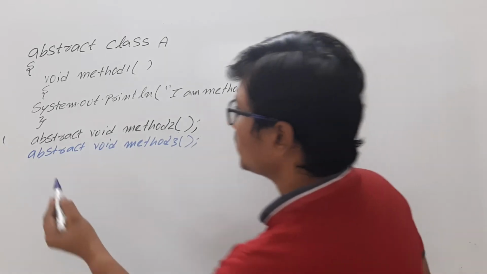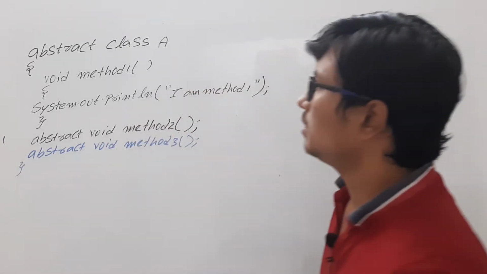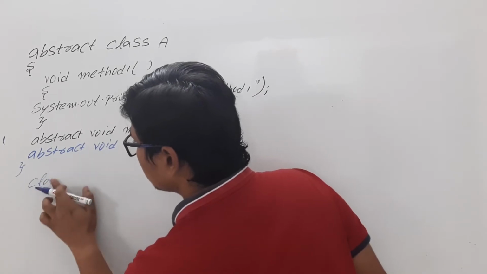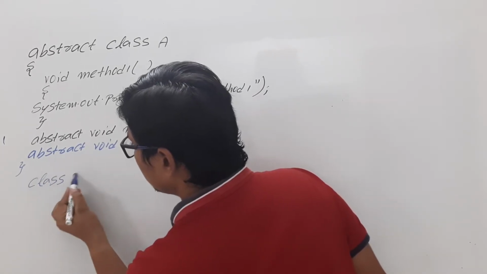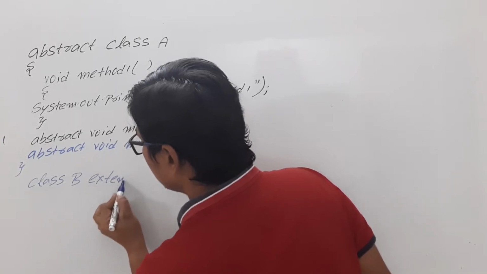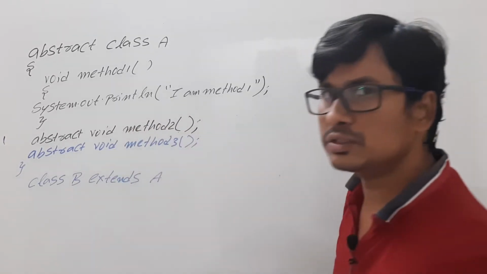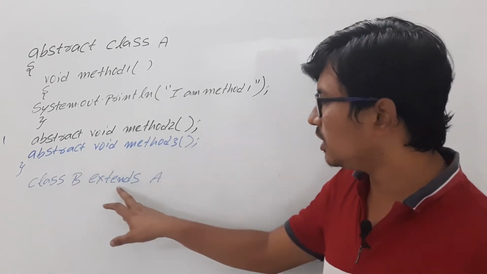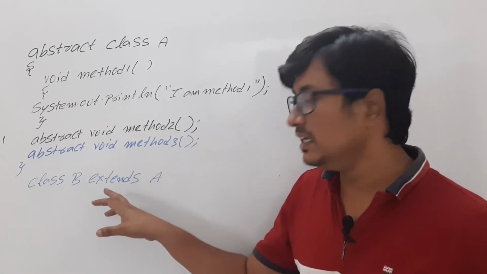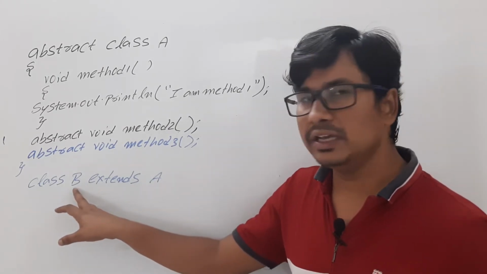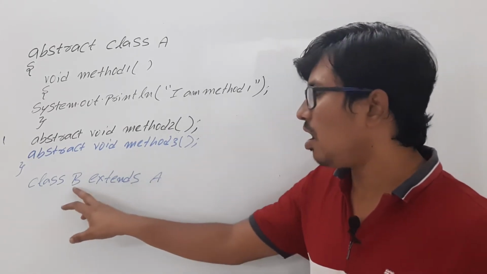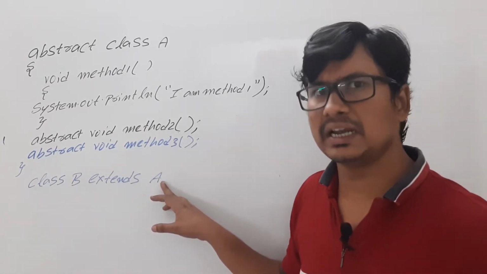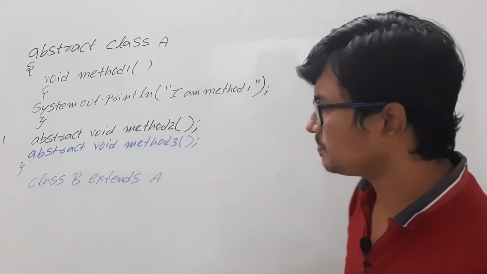Then let me close the class A. Now I am taking a class B. Class B extends A, so you are introducing single level inheritance. Class B is deriving, or inheriting, the properties of class A. So here class B is the child class, or the subclass, or the derived class. Class A is the parent class, or the super class, or the base class.